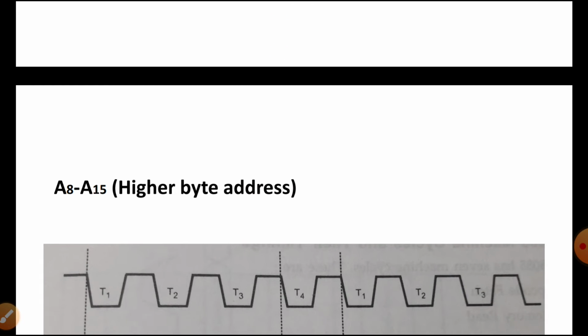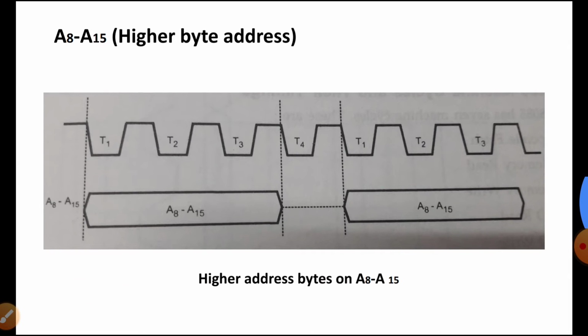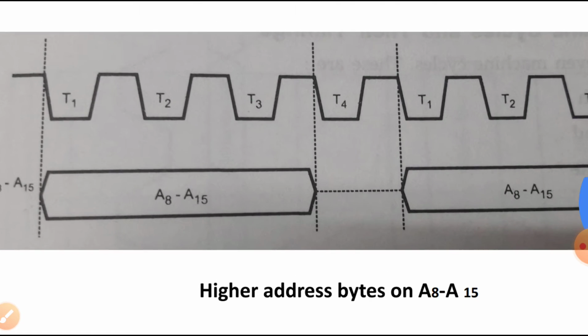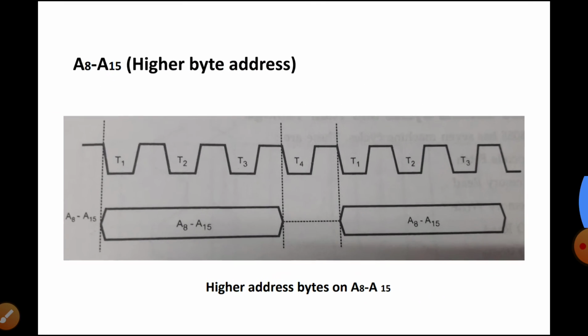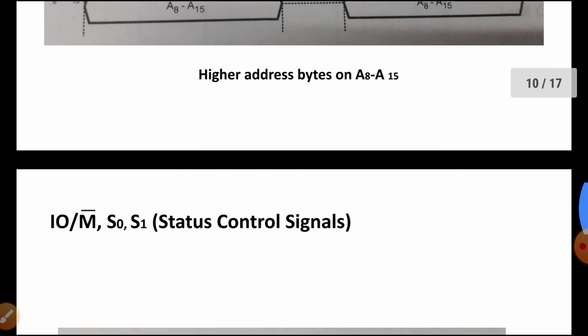Then we have A8 to A15, that is the higher order address. The higher byte of the address is available on A8 to A15 during the T1, T2 and T3 states of the machine cycle. So this is about the higher byte.